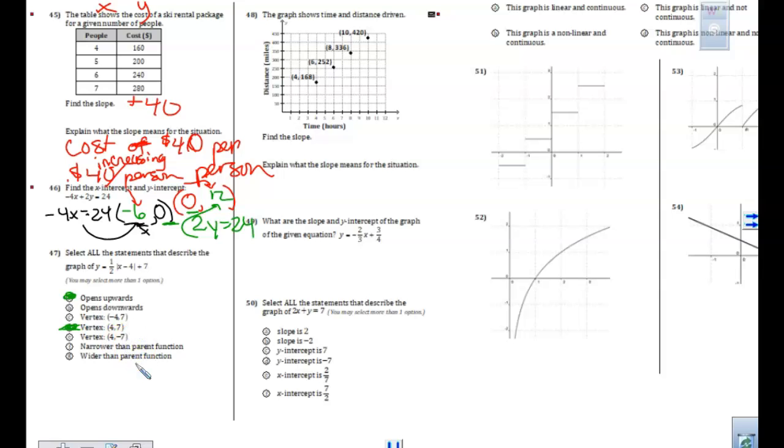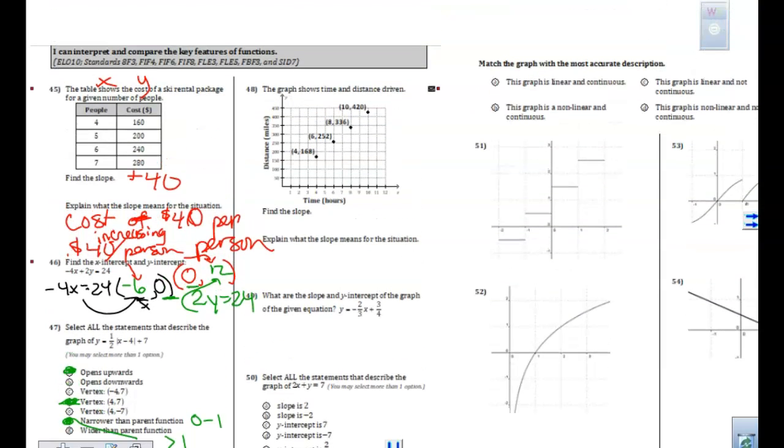Then we want to think about the parent function. What are you thinking, Andy? Is it going to be wider or narrower? It's going to be wider. Anytime this number is between 0 and 1, that makes it wider. Fractions make it wider. Anytime this is greater than 1, that's what makes it narrower. So again, look back at some of the units that we were looking at.